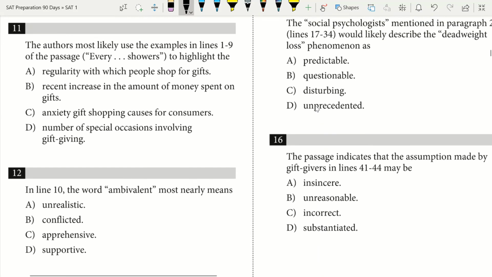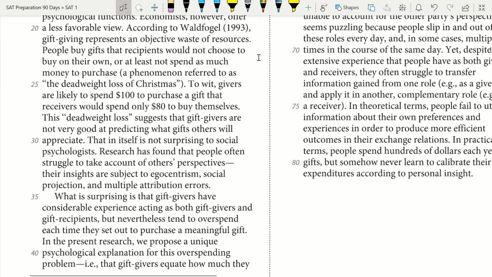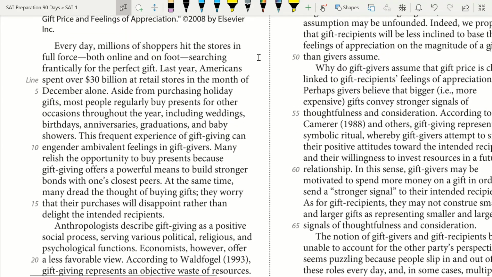All right, so question 1: the authors most likely use the examples in lines 1 through 9 of the passage to highlight what? We want to come up with our own answer first, and it directs us to lines 1 through 9, so that's where we're going to go. We're asked for the purpose of lines 1 through 9. What is the function of that? So this is a function type of question.